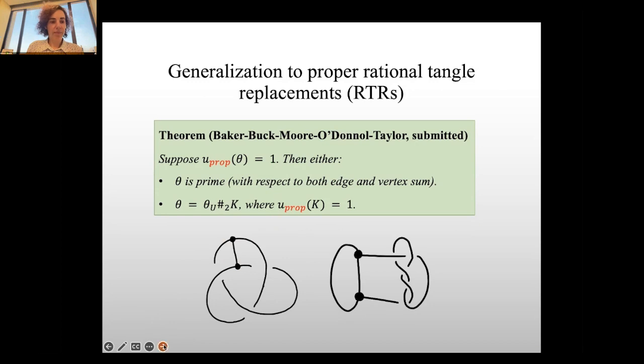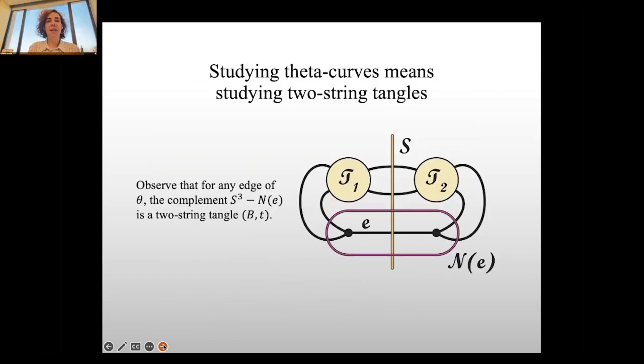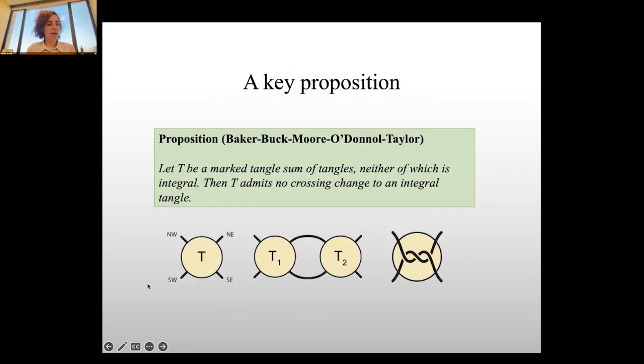Okay. So studying theta curves really means studying 2-string tangles. We can observe just in a picture really that if you take the complement of a neighborhood of an edge, that's a ball, then what you're left with is two arcs properly embedded in the remaining ball, and so that's a two-string tangle. So there's a kind of trade-off. You can study theta curves or you can study tangles. It's two takes on the same thing. So in the course of proving our generalization of Charlemagne's result, there's a key proposition that we need to work out, which is a sort of tangle-ish version of the previous theorems.